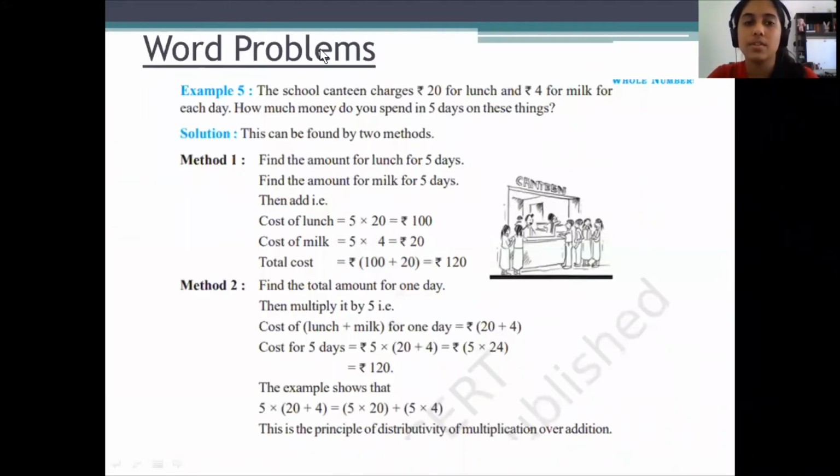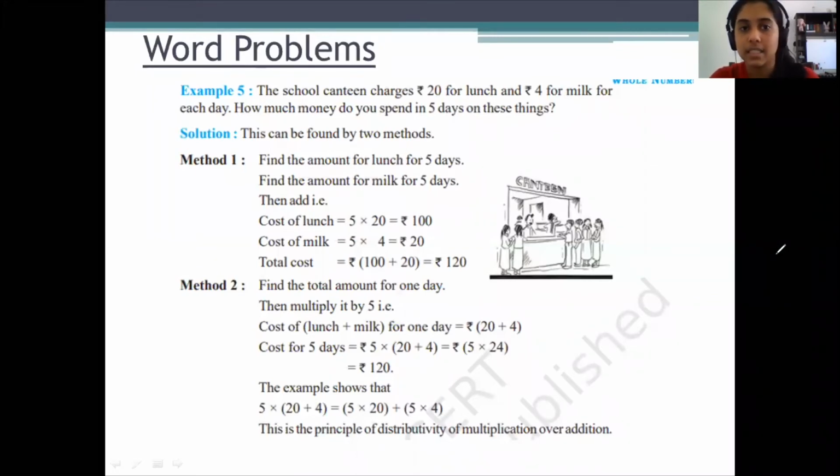Now here we're going to solve a few questions. Let's read the question first. The school canteen charges rupees 20 for lunch and rupees 4 for milk for each day. How much money do you spend in 5 days on these things? Don't look at the answer now. First, understand the question. One day, they charge 20 for your food and rupees 4 for your milk. So together you spend 24 rupees one day.